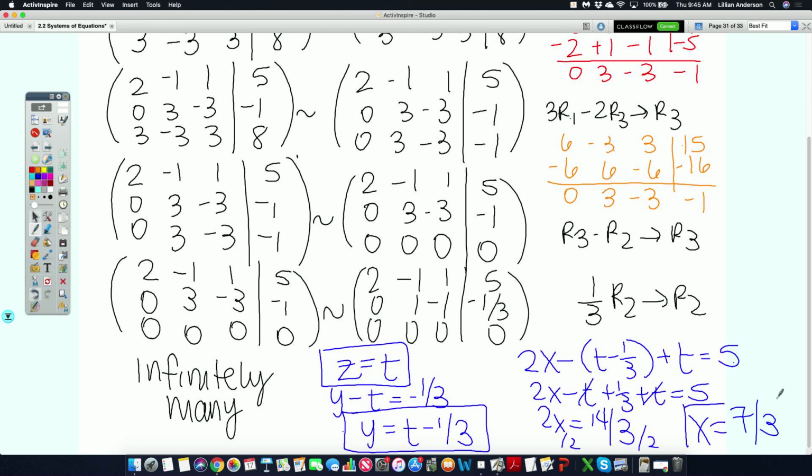Is that what you got? You might not have gotten the same route as me because, like I said, there are many ways to do your row operations depending on how you see it. But at the end, we should all end up with infinitely many solutions with the same type of parametric solutions.